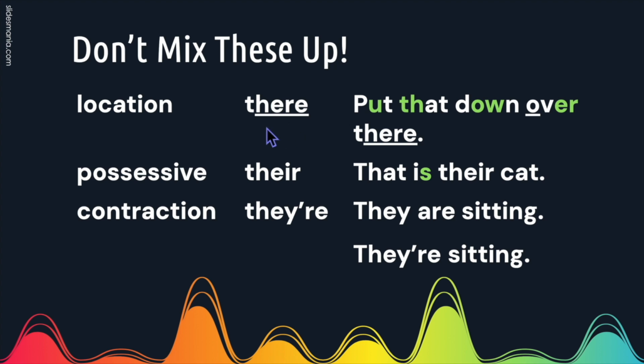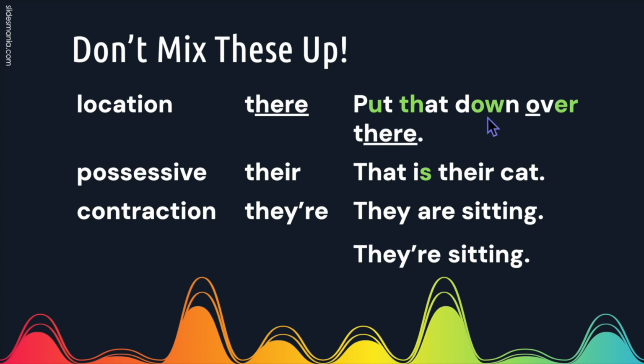If you want the word that means location, you want this one. Notice it has the word here right in it. So if you could replace the word there with the word here and it still makes sense, then use this one. For example, put that down over there. This U uses its third sound of TH says th, OW says ow, this O has a long O, and this ER says er. So put that down over there.